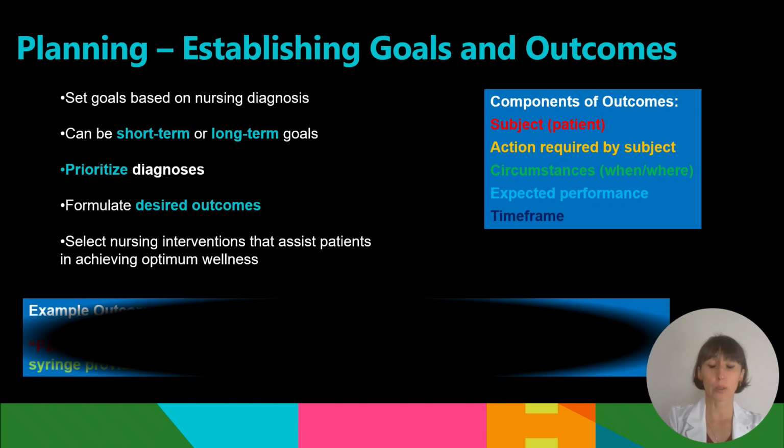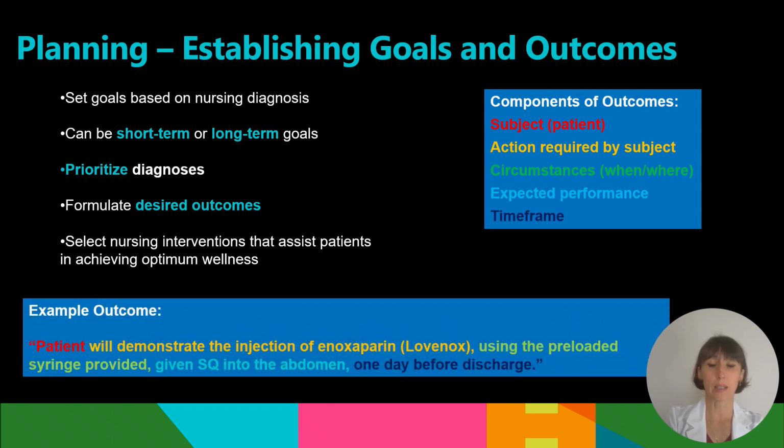And I color-coded this for you on this slide so you can see what is what on the actual example of the outcome. For example, patient will demonstrate the injection of Lovenox using the preloaded syringe provided, given subcutaneously into the abdomen 1 day before discharge. By making outcomes specific and measurable, we create a clear path for both the nurse and the patient to follow.